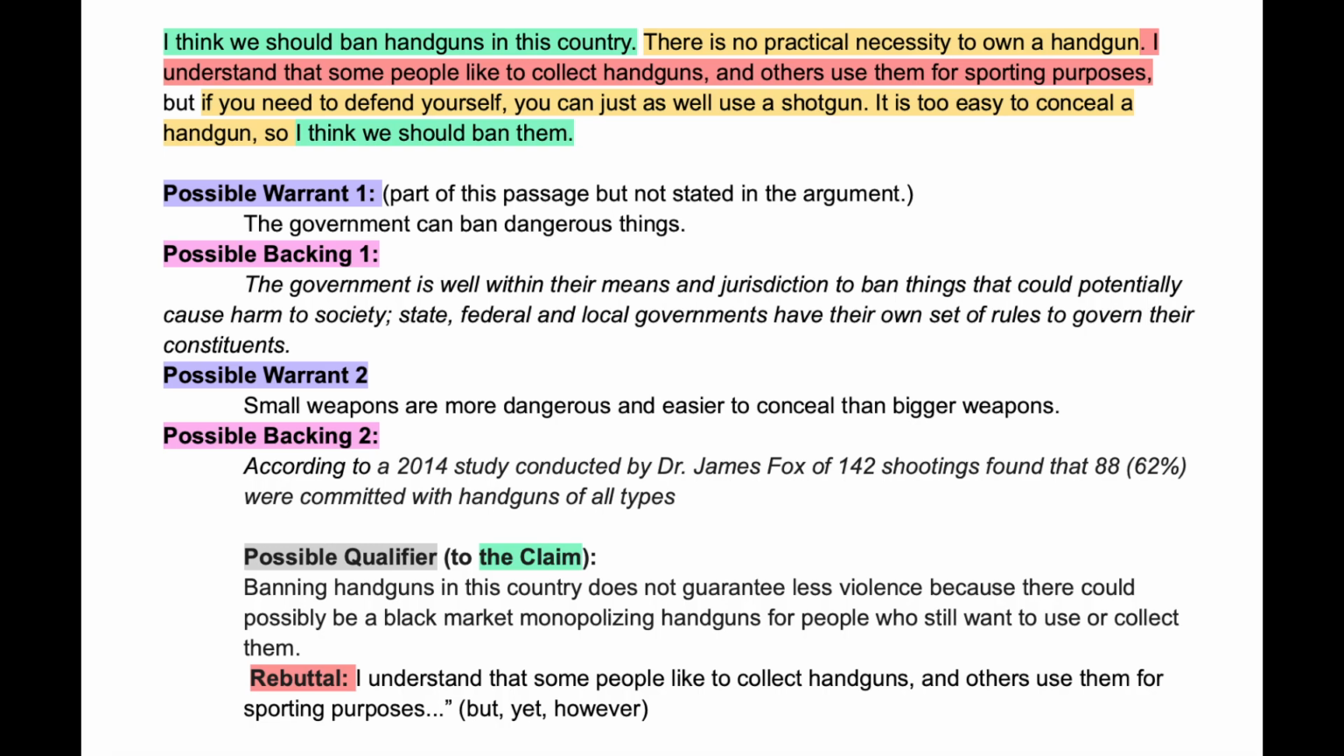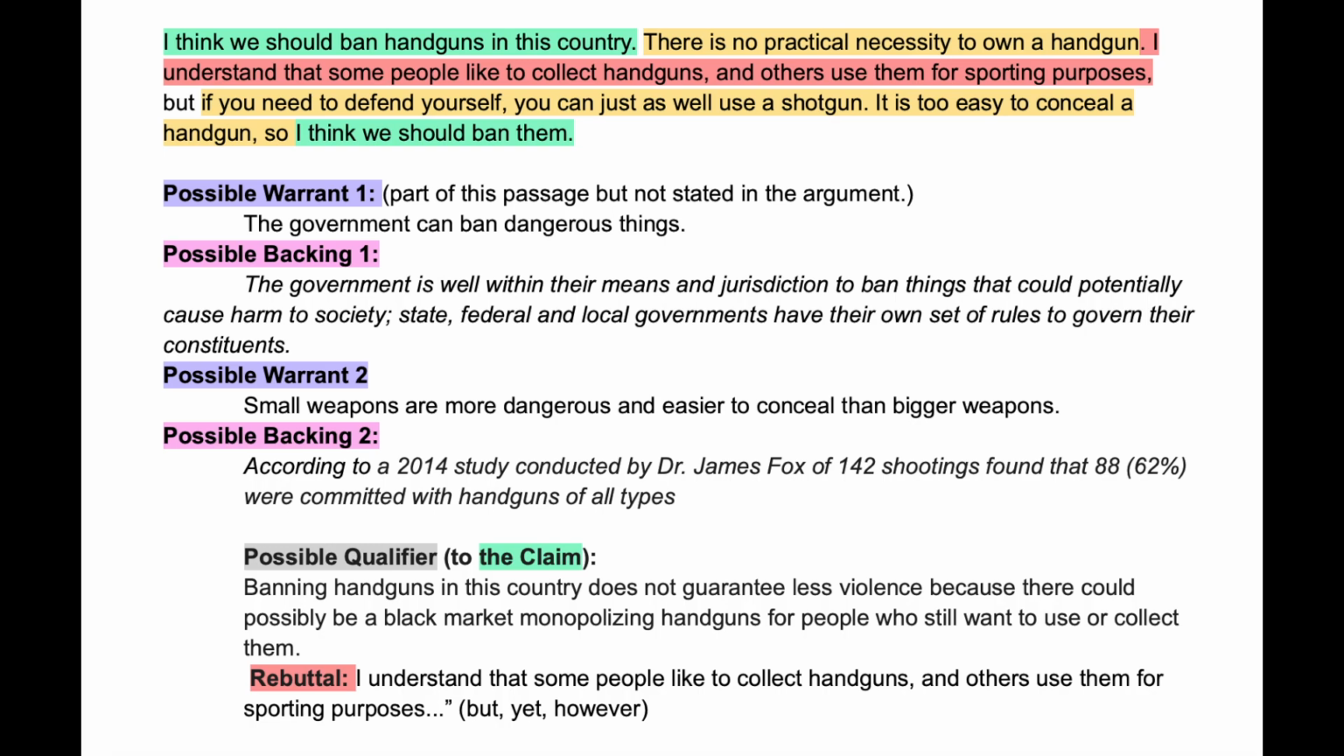Now the second warrant says small weapons are more dangerous and easier to conceal than bigger weapons, right? The possible backing for that one could be that, according to a 2014 study conducted by Dr. James Fox, of 142 shootings, 88, which is 62%, were committed with handguns of all types. You're responding to the warrant by giving a specific piece of evidence that lets you know why that piece is true. And what you're saying there is getting more specific with the discussion that we mentioned earlier, right? So that is the possible second backing, right?